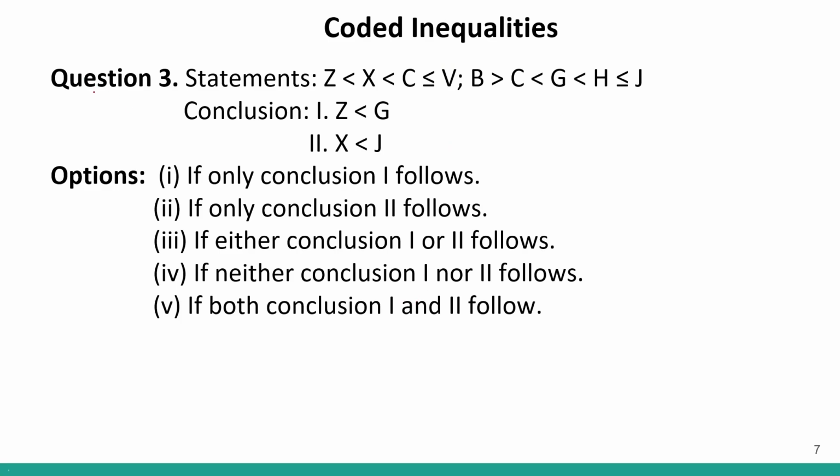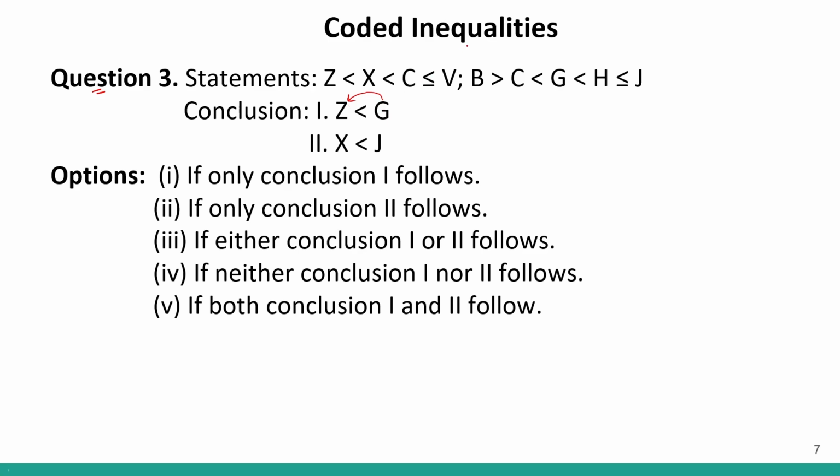Now, moving on to question number 3. Question number 3, again, a statement is given to us which shows the relationship between Z, X, C, V, B, G, H and J. Correct? And two conclusions are given to us and we have to identify which conclusion is true and which is not. Now, we will move from bigger door to smaller door.